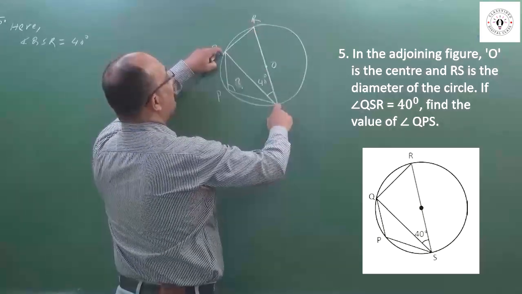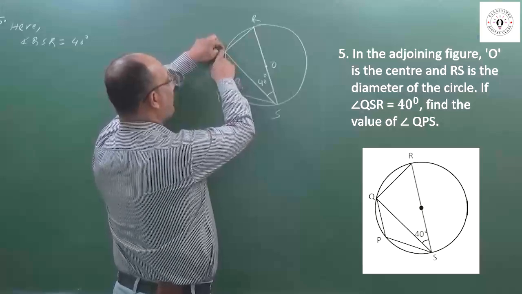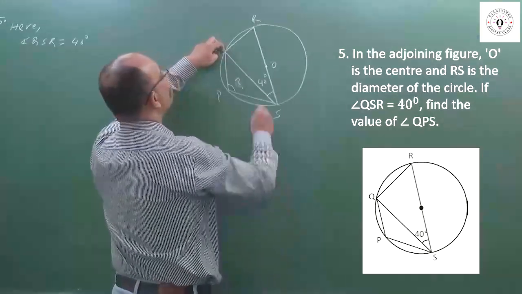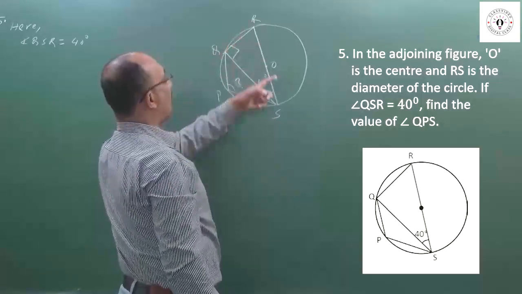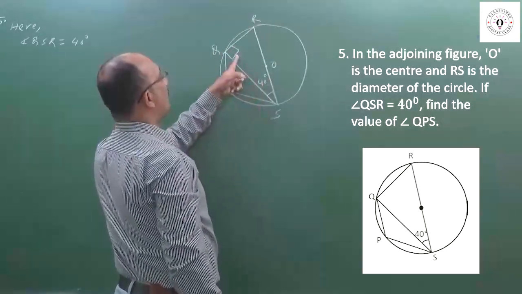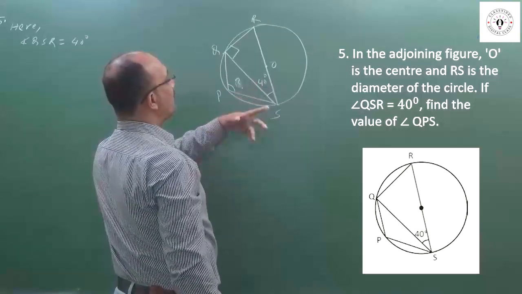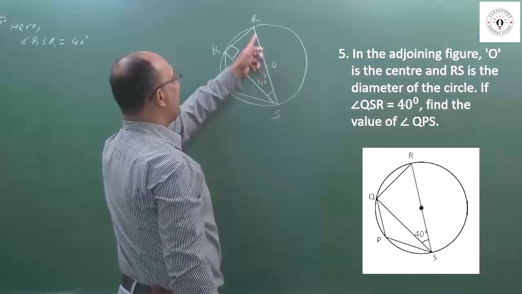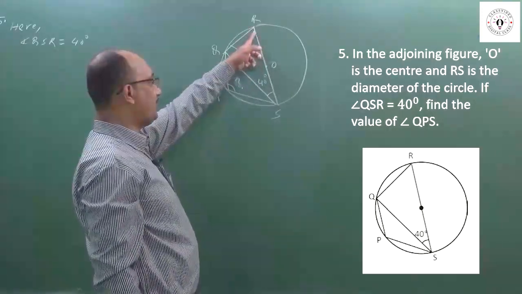This RS is a diameter, and you know that the angle made by a diameter at the circumference is called the angle in a semicircle. And we know that the angle in a semicircle is 90 degrees, so this angle becomes 90 degrees. Now in triangle QRS, we know the value of two angles. This angle is 90 degrees and this angle is 40 degrees. So by using the concept of the sum of angles of a triangle, if we add these three angles, the sum will be 180 degrees. So we can find this angle.